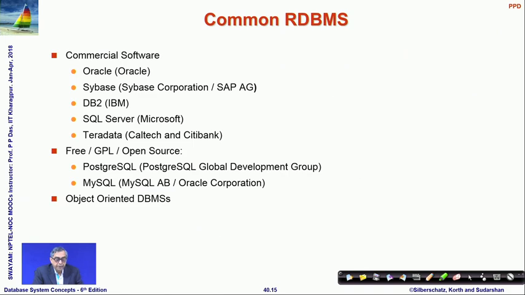So, there are primarily two classifications. One set of database systems are commercial: Oracle from the Oracle Corporation, Sybase from Sybase Corporation, which is now SAP AG, DB2 from IBM, SQL Server from Microsoft, and the recent entrant to that who is making regular ripples is Teradata, which is a joint database system from Caltech and a certain group of Citibank.